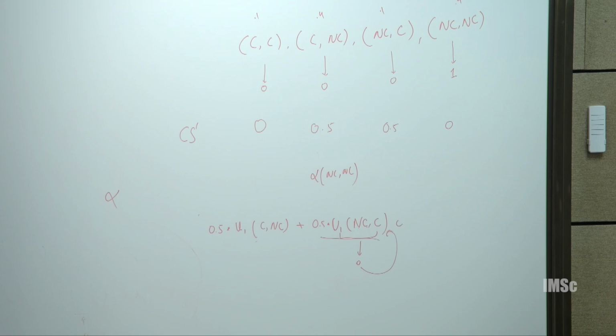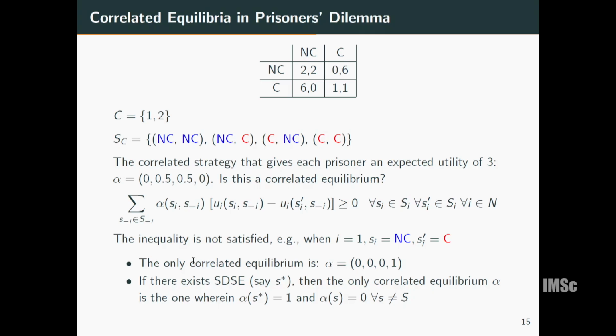Unfortunately, with correlated strategy equilibria, our whole problem of prisoner's dilemma does not get solved. Because if there exists a strongly dominant strategy equilibria, again not difficult to prove that there exists only one correlated equilibria where you are putting the entire weight on that strongly dominant strategy. It is coming directly because of this equation.